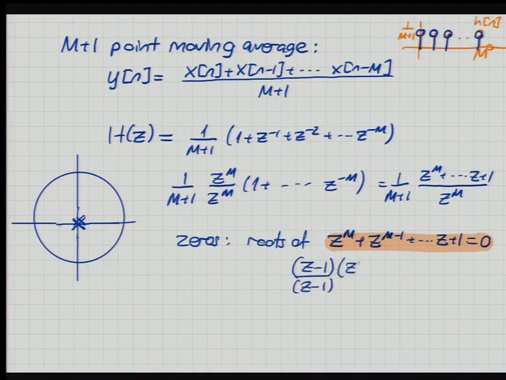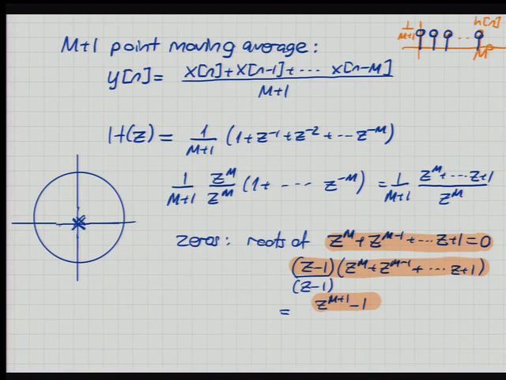Times z to the m plus 1. All right? So tell me what happens to the numerator. Does everybody see that? Is it clear to everyone that when I do this multiplication, I get this? If you don't believe me, just multiply them.